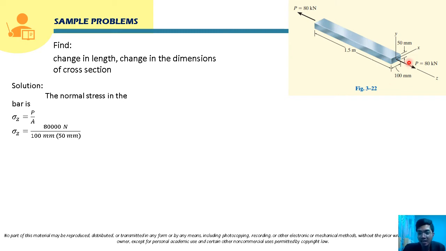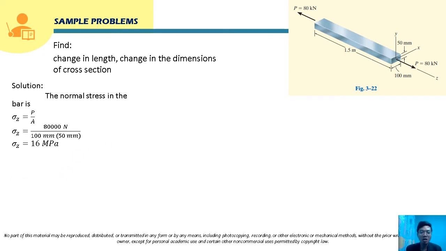So that is 100 millimeter times 50 millimeter, since this is a rectangular cross-section. So that is just base times height, 100 millimeter times 50 millimeter. In this case, this is newton over millimeter squared, so the answer will be in megapascal. Solving that in your calculator, 80,000 over 100 times 50, that is 16 megapascal.